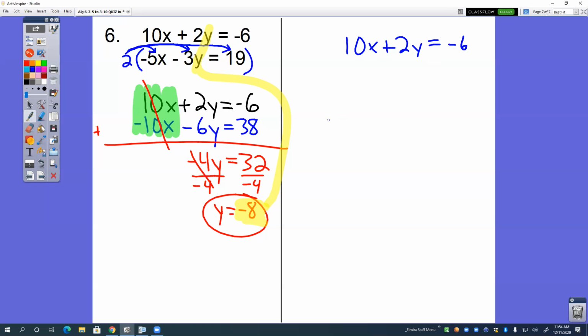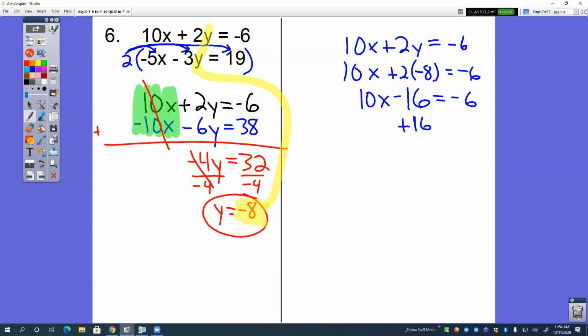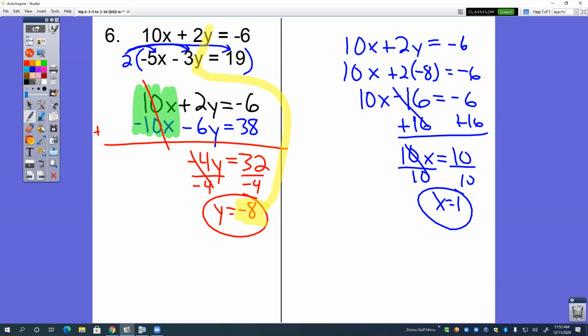So I'm going to have 10x plus 2 times negative 8 equals negative 6. So 2 times negative 8 is negative 16. I'm going to write minus 16. Two-step equation, plus 16 plus 16. So 10x equals 10. Divide by 10, divide by 10, and you should have gotten x equals 1. Remember, if they had you write it as a coordinate, this would be 1 comma negative 8.